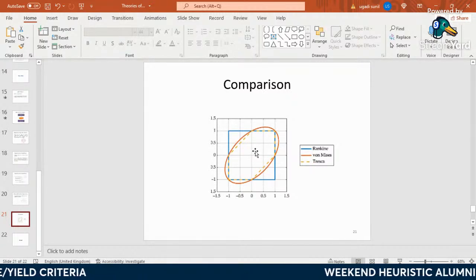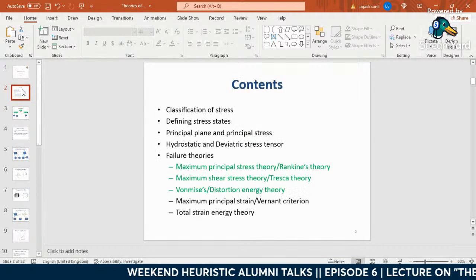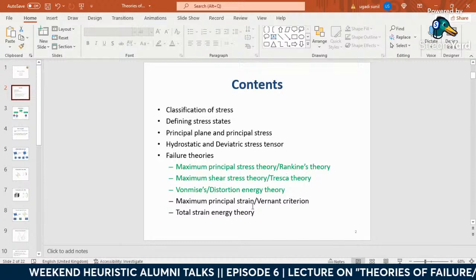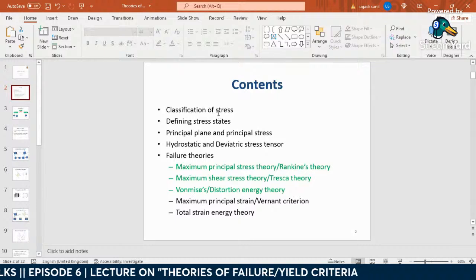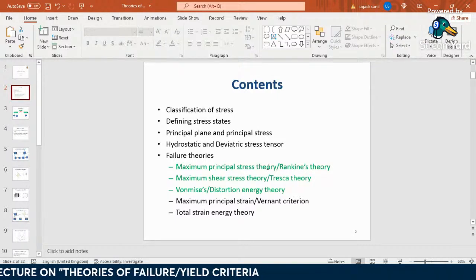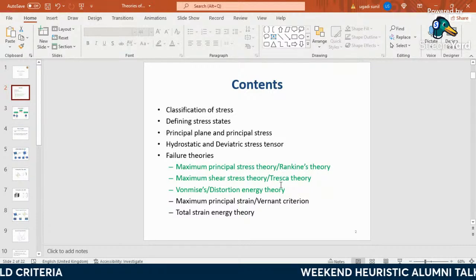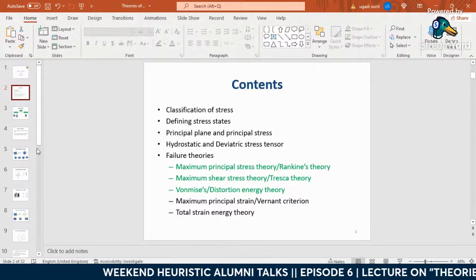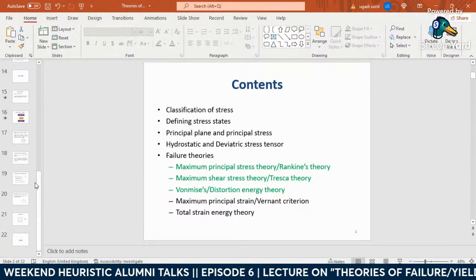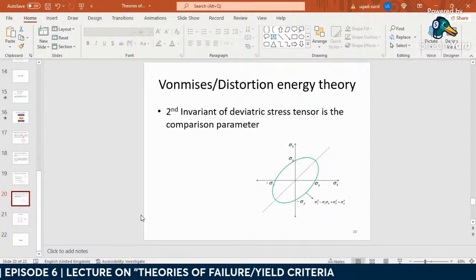Tresca theory, or maximum shear stress theory. Of course we do have other theories of failure, but we cannot cover all the theories in a single go. I am just touching upon the fundamentals you require to understand the theories of failure, and the three most used failure theories for designing purposes. So this is about today's session. If you have any queries, you can ask. Otherwise we'll conclude.